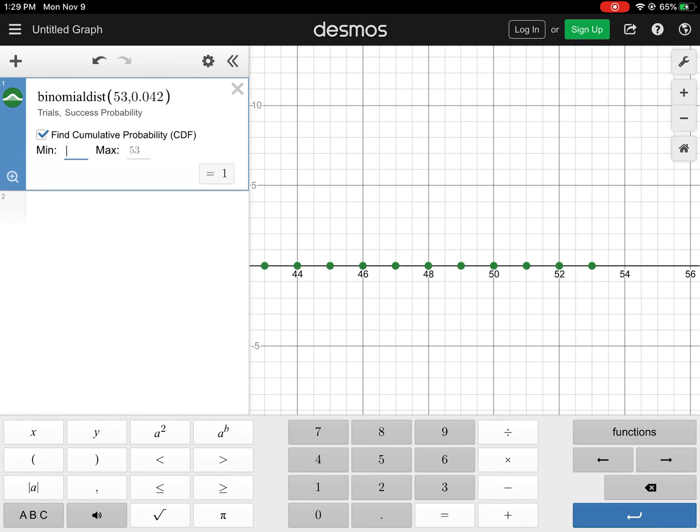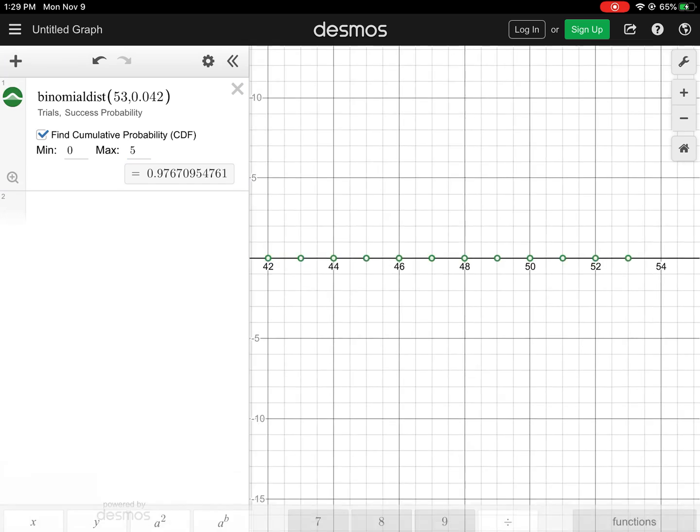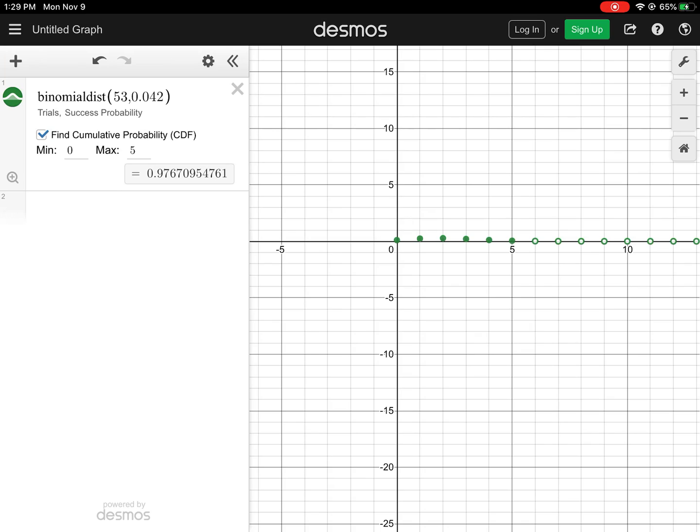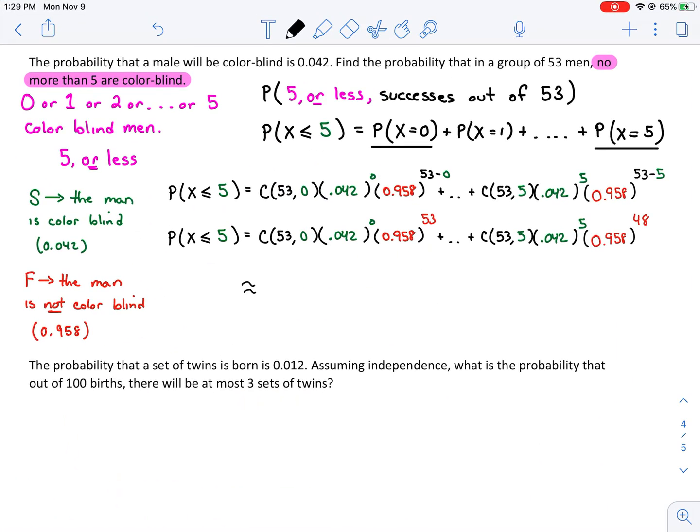Now we want to find the cumulative probability from when x is equal to 0 until x is equal to 5. And notice all of the dots are empty except for the first 6. And that probability is 0.9767. This is approximately 0.9767. And this is the probability that no more than 5 are colorblind.